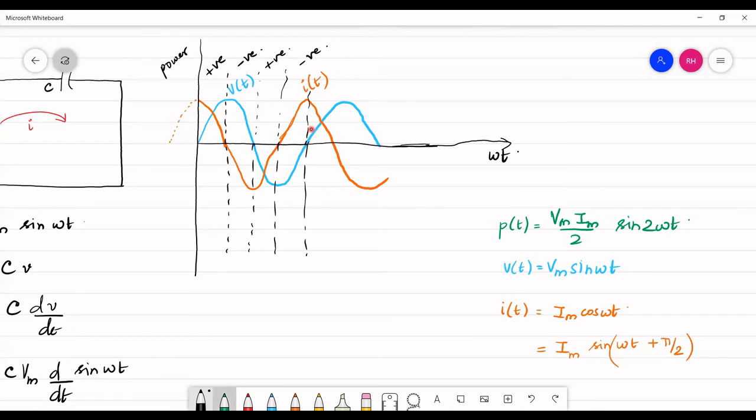And now let's plot the graph, and it's going to be a positive sinusoidal waveform with twice the frequency of voltage. So here it is positive, and then during this period power is negative, and then again it's positive, and then it's negative. So this is P of t.